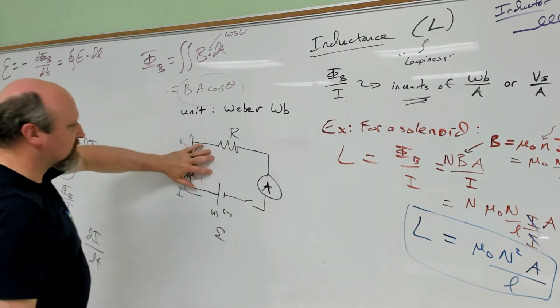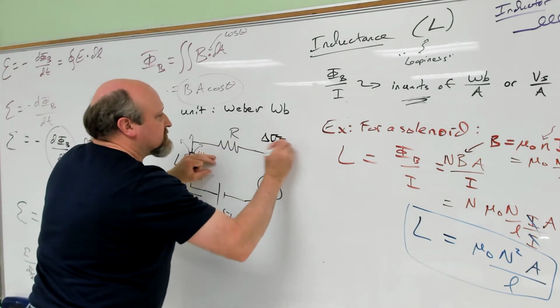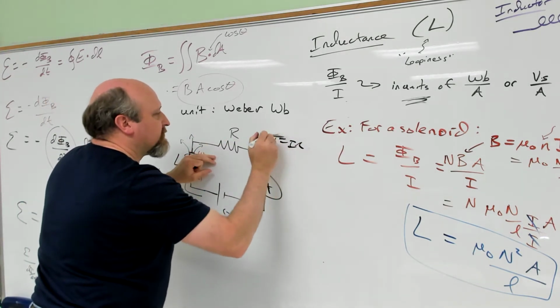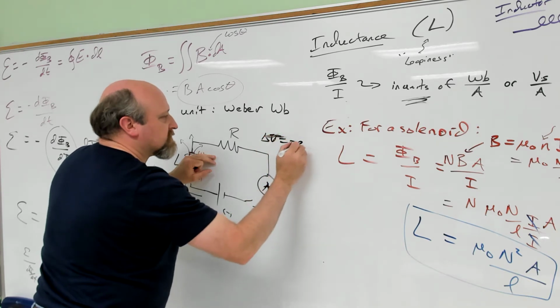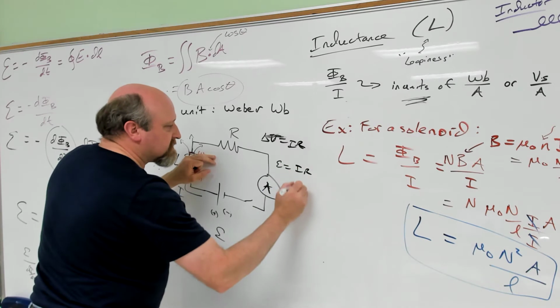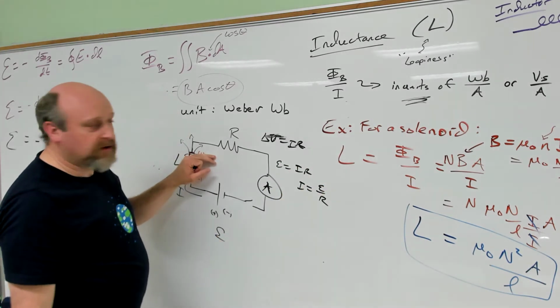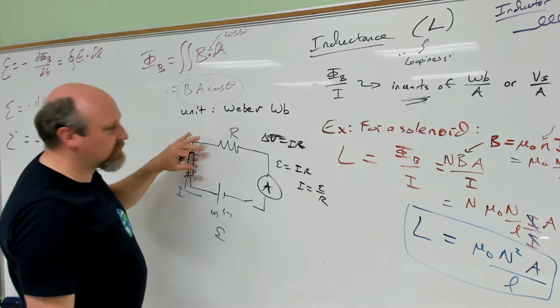If this wasn't here, you would do what for this circuit? You would say, oh, delta V is IR, Ohm's law, right? And you say delta V, that's the EMF, is IR. And so you'd say that I would be EMF over R. That's the current in the circuit, if this wasn't here.